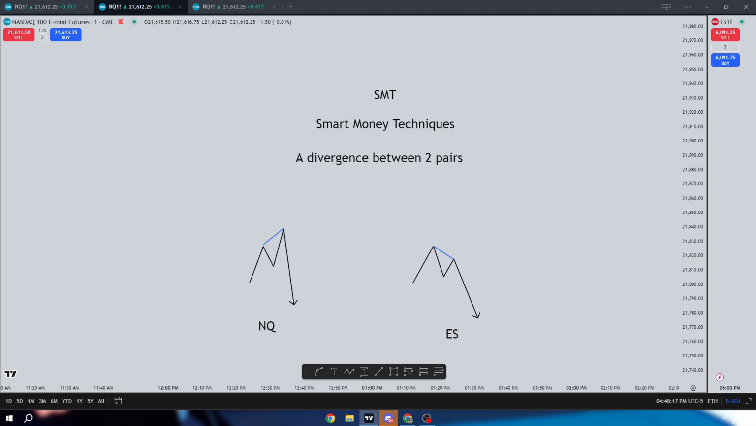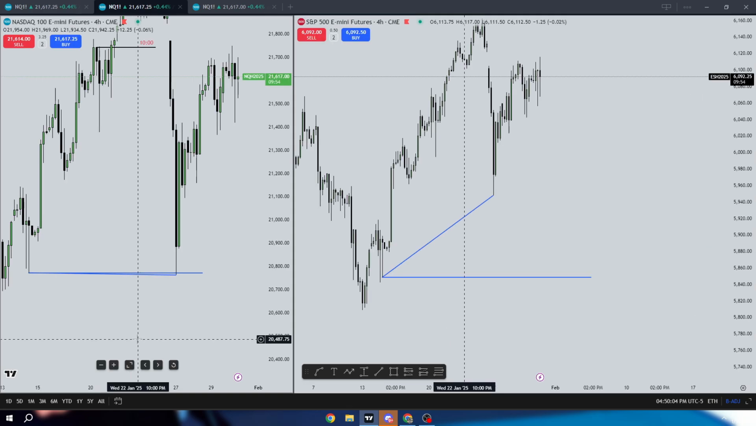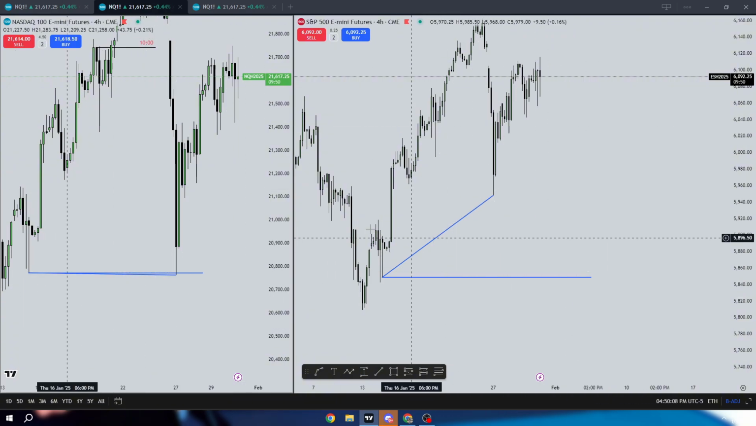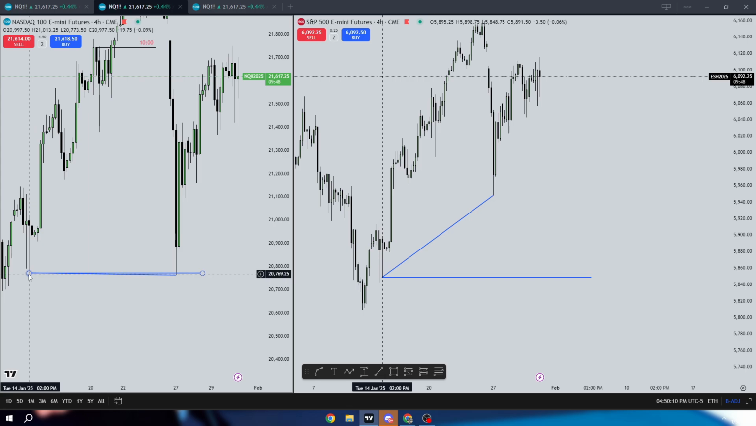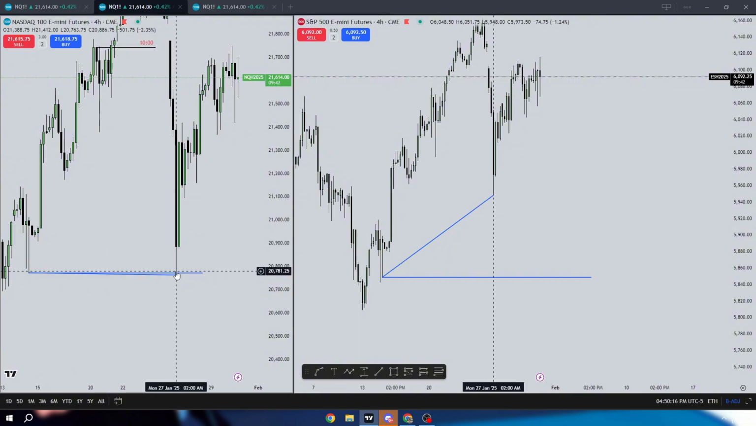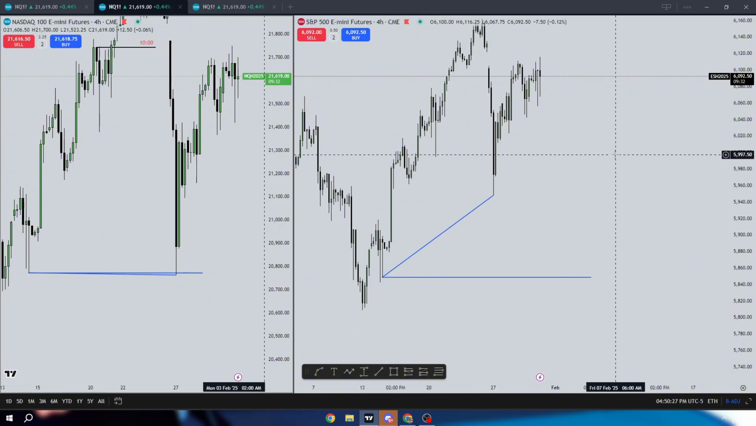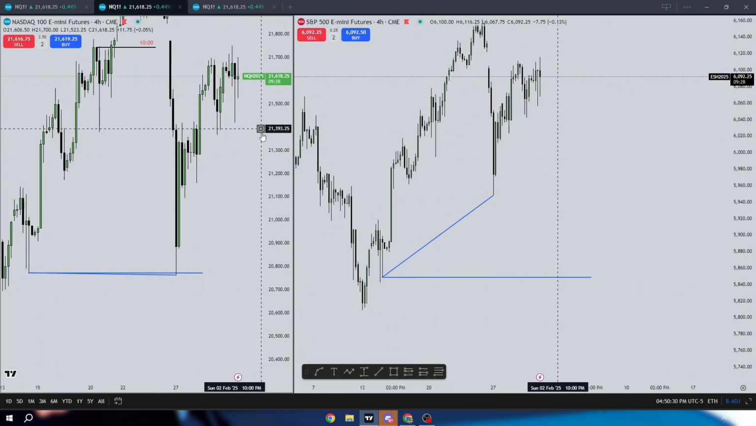Okay, so now we're going to look at a live example in the real market. So on the left here, we have the NASDAQ. On the right, we have ES. As you can see at this swing low, it's the exact same swing low on the left and on the right. You can see that NQ took this swing low while ES failed to take that swing low. As you can see, ES was lagging very, very far behind. Now that we saw this SMT form at the bottom, you can see that the market began to push up.